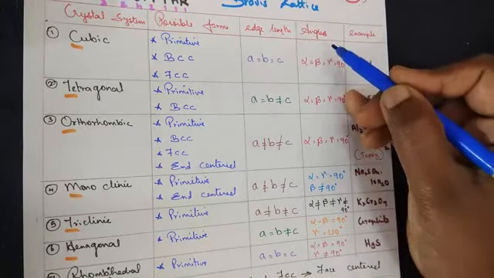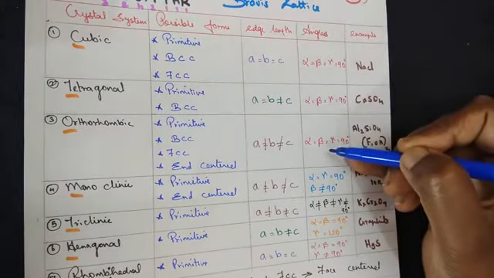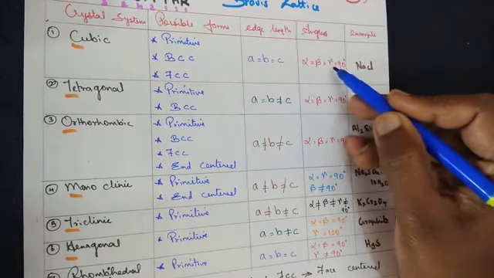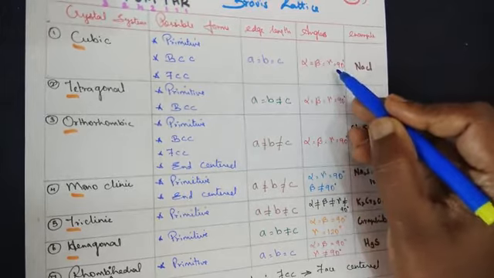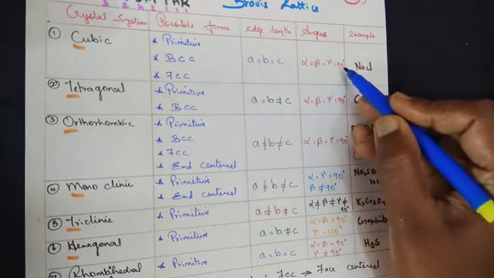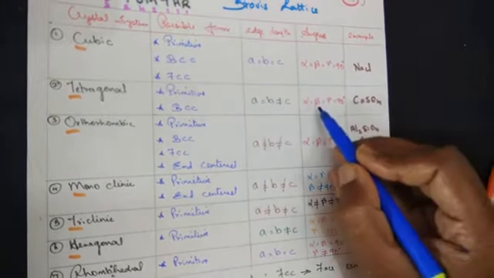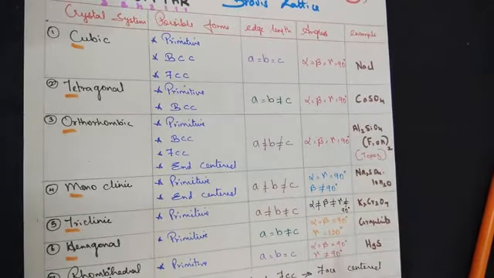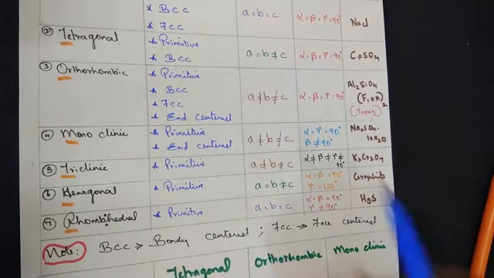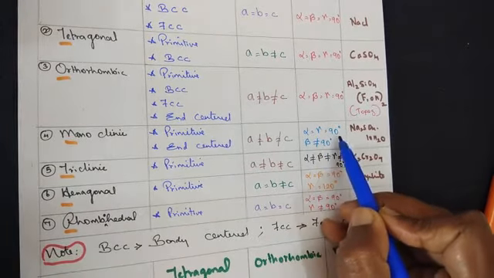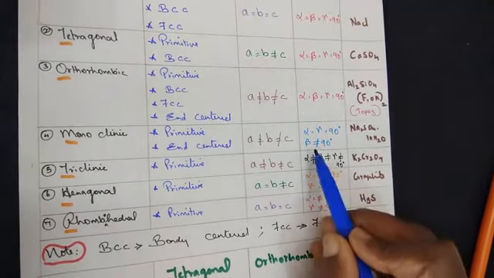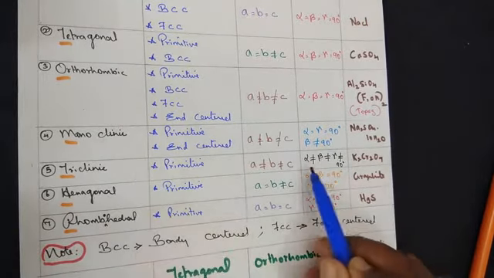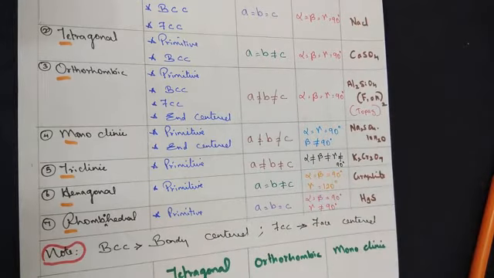Moving on to angles. The first three categories, that is C, T, O, which we have written: alpha, beta and gamma, all the three angles are equal to 90 degrees. Here also all the three angles are 90 degrees. In monoclinic, alpha and gamma are 90 degrees, and beta is not equal to 90 degrees. In triclinic, none of the angles are equal to 90 degrees.